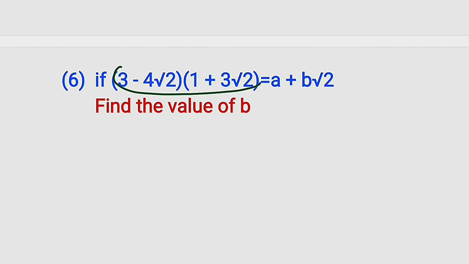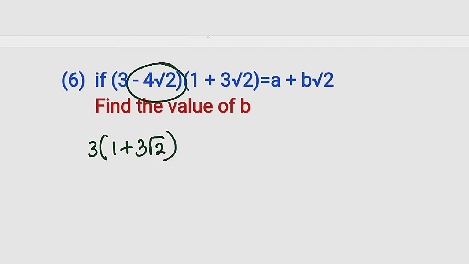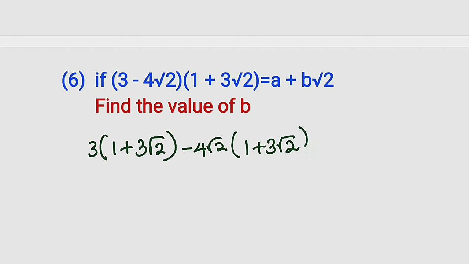All we have to do is to multiply this. Let us apply distributive property. We take this, we distribute over this. That would be 3 multiplied by 1 plus 3 root 2. Then we take the second term, which is negative 4 root 2. We distribute it over 1 plus 3 root 2. Then we expand. 3 multiplied by 1 will give us 3. 3 multiplied by 3 root 2 will give us 9 root 2.